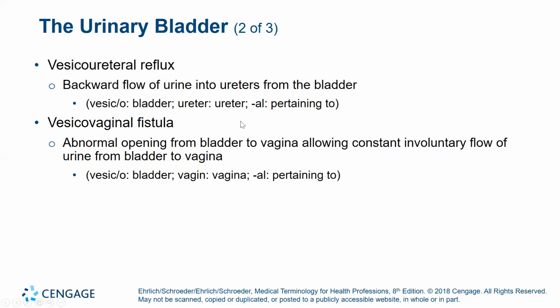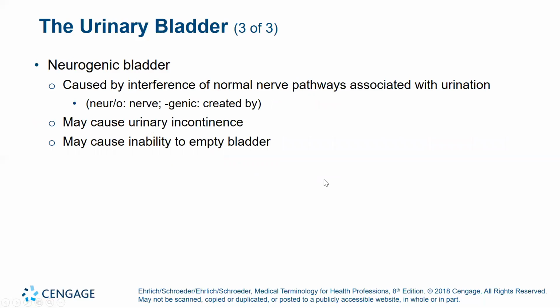Vesicovaginal fistula is an abnormal opening from the bladder to the vagina, and it allows constant involuntary flow of urine from bladder to vagina. Breaking it down, vesico is bladder, vagin is vagina, al is pertaining to. You have neurogenic bladder. Neuro is nerve, genic is created by, so it's caused by interference of normal nerve pathways associated with urination. It may cause urinary incontinence, and it also may cause inability to empty the bladder. Neurogenic bladder is what that's called.